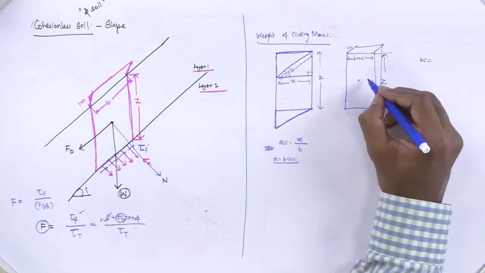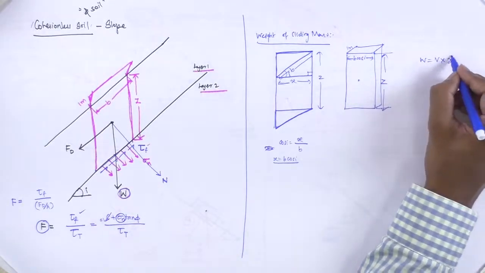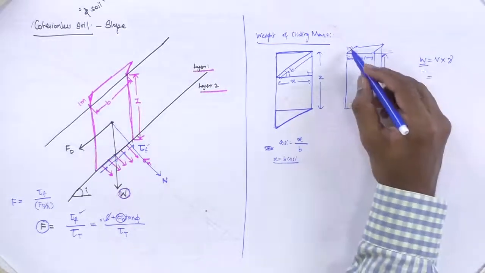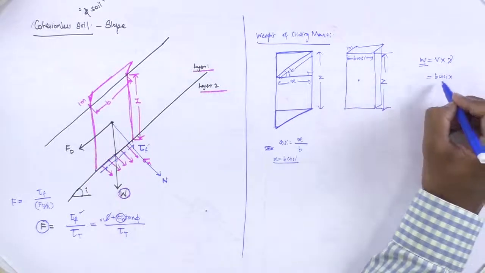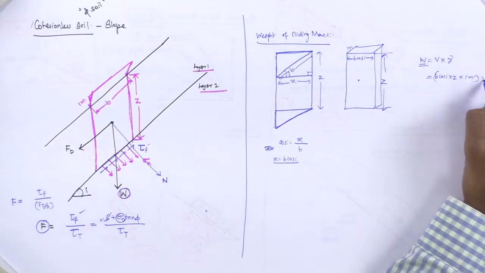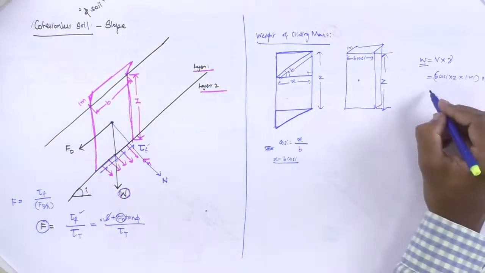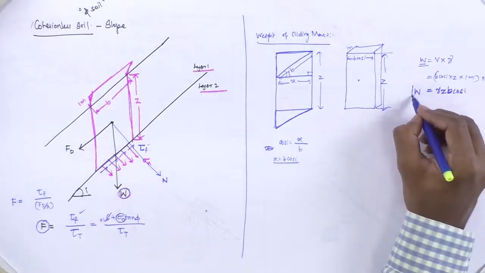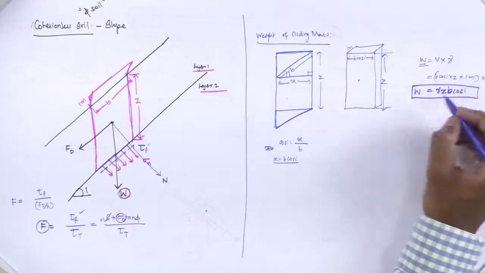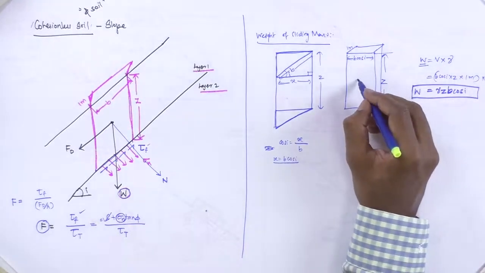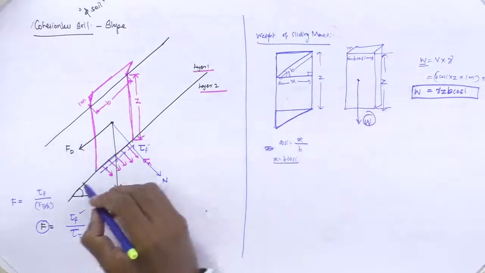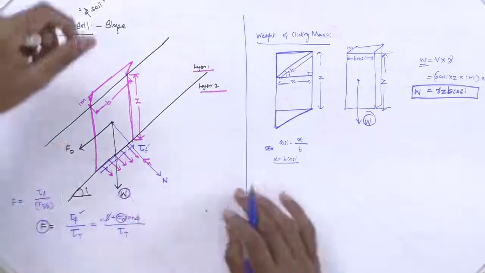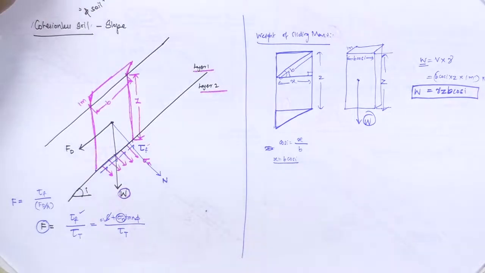So weight is nothing but volume into the unit weight of the soil, and you are going to get the weight. So how to compute this volume V? It is b cos i into z into 1 meter, multiplied with gamma. So we will be getting gamma z b cos i as the W value. So now we found out what W is acting here. Using this W we can find N and we can find F_D using simple engineering mechanics.